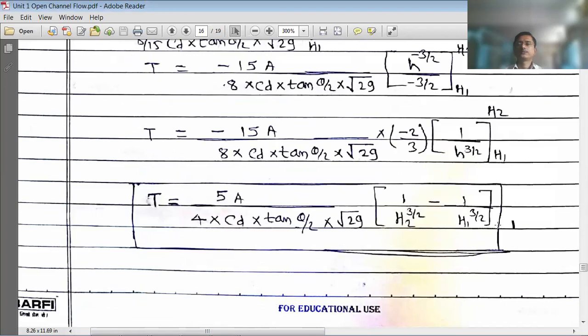And when we put the limit h1 to h2 inside this, you will get this final equation. Okay, so write down this final equation after writing the title. Title everyone has written. T is equal to 5a divided by 4 into Cd into tan theta by 2 into under root of 2g, square bracket, 1 upon h2 raised to 3/2 minus 1 upon h1 raised to 3/2.